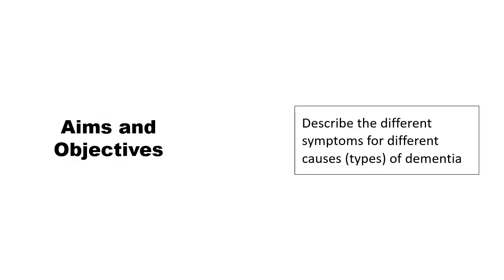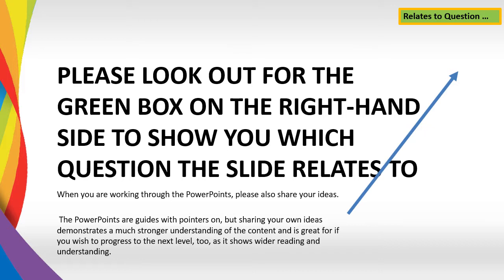So your aims and objectives for today are to describe the different symptoms for different types of dementia, different causes of dementia. As always, please take a look at the green box on the right hand side to help you to answer the question.